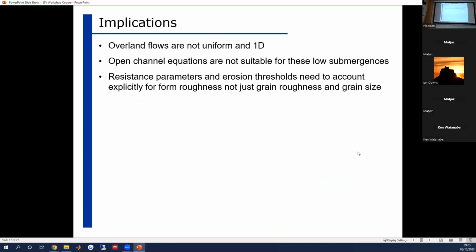So just to summarize, hopefully I convinced you that you can't use open channel flow resistance equations. These 1D uniform steady flow assumptions don't hold for overland flows. We've got to really start to think about relating flow resistance and erosion thresholds to not only grain roughness, but form roughness, particularly the development of micro rills. And then next one, please.